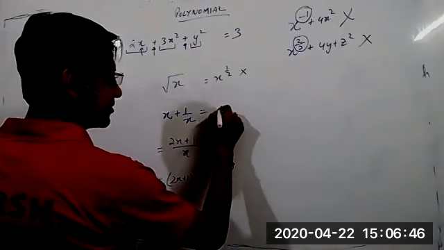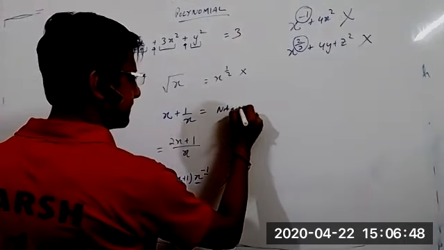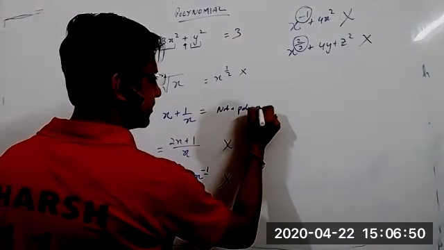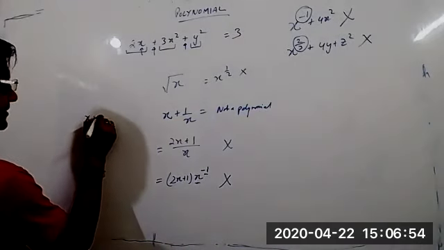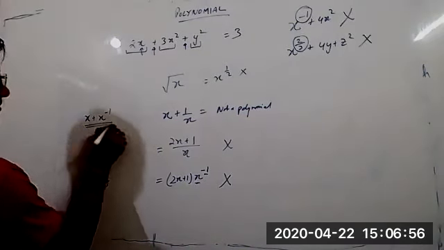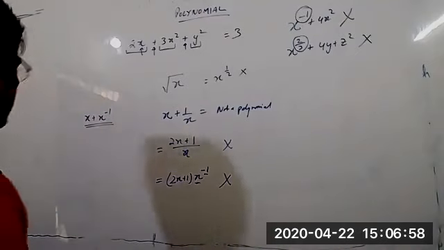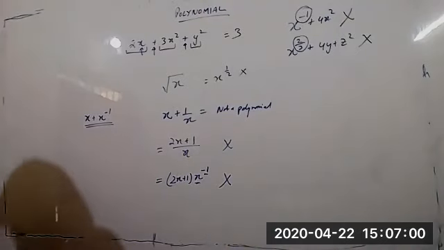So this is not a polynomial. Here only you can write it as x plus x minus 1. Not a polynomial. Is it clear?